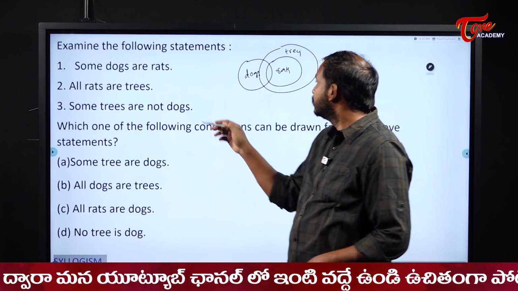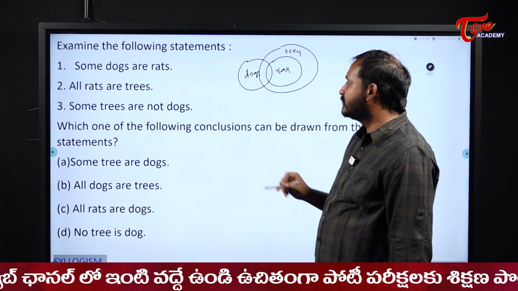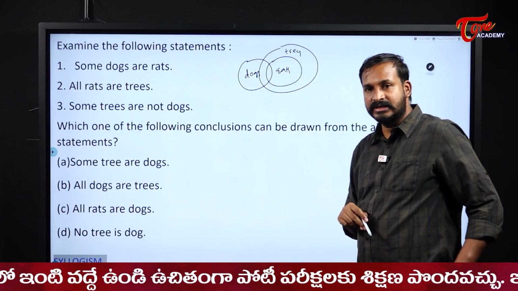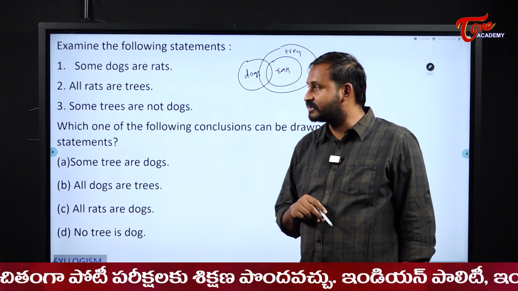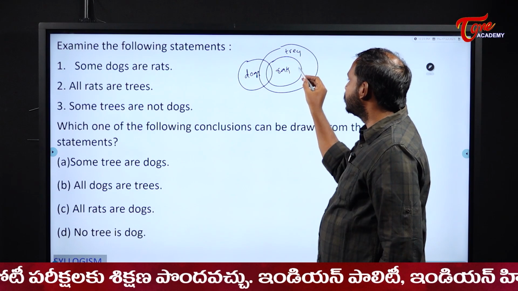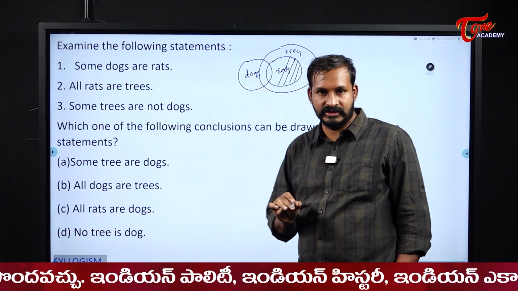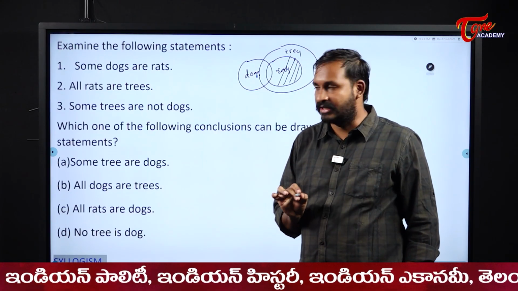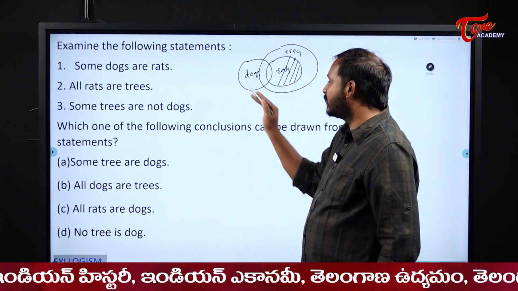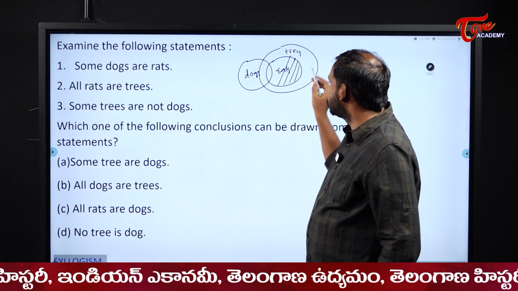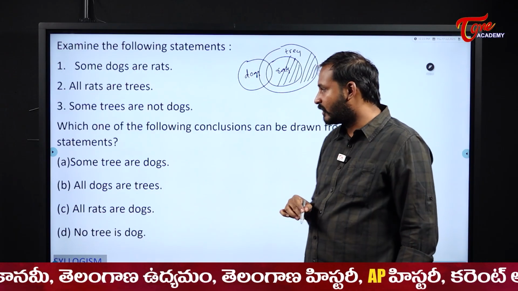Because some dogs are rats and some trees are not dogs. So definitely there is some portion of trees which is not becoming dogs. That means I cannot intersect this portion at any cost with these dogs. Some dogs are rats, fine. But some trees are not becoming dogs. So that some trees portion can be this one also. Understood? Now come to the statements.